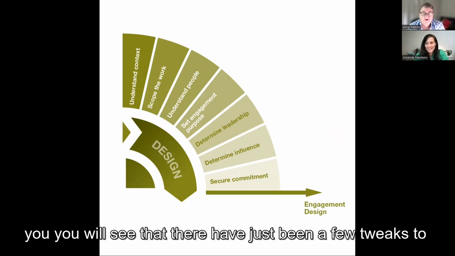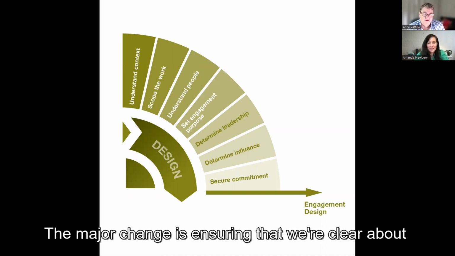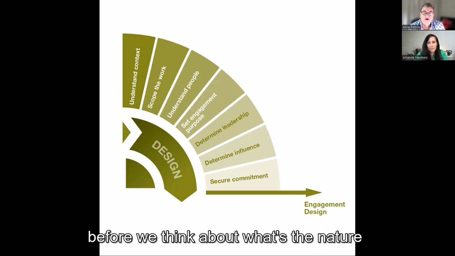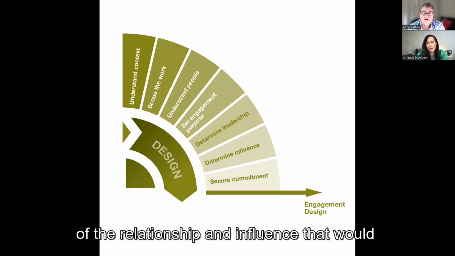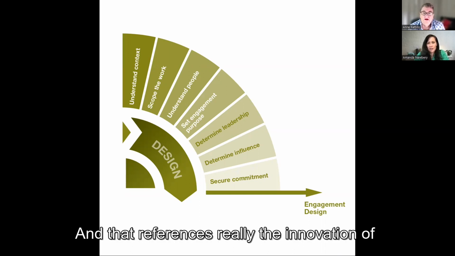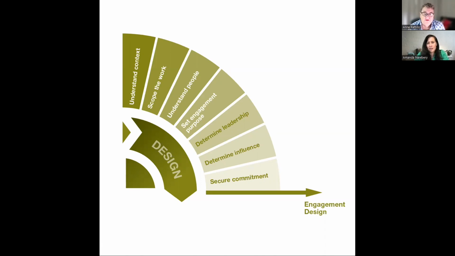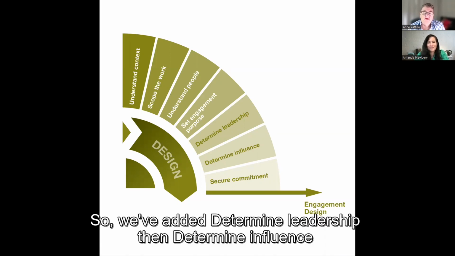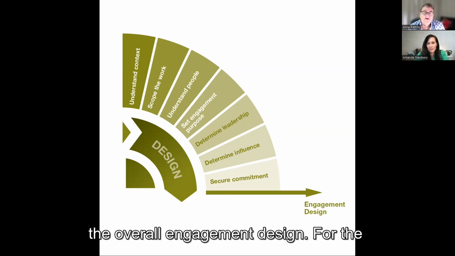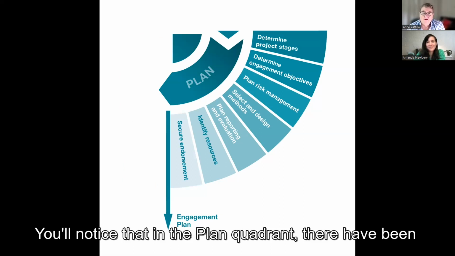For the eagle-eyed among you, you will see that there have just been a few tweaks to the design quadrant. The major change is ensuring that we're clear about where the leadership for engagement sits before we think about the nature of the relationship and influence that would be best suited for the project we're engaging about. And that references really the innovation of the community engagement model that's prevalent across Australasia. So we've added determine leadership, then determining influence, and finally securing commitment from the engagement leader to the overall engagement design.